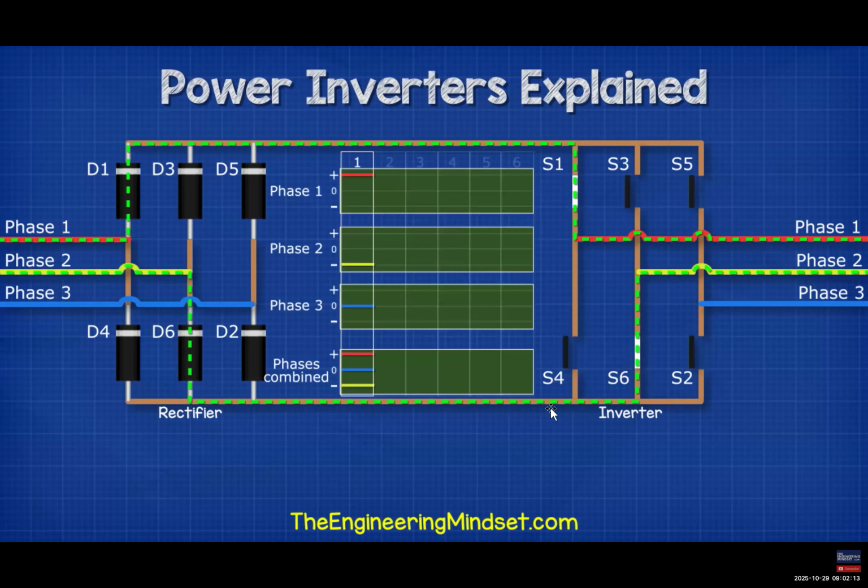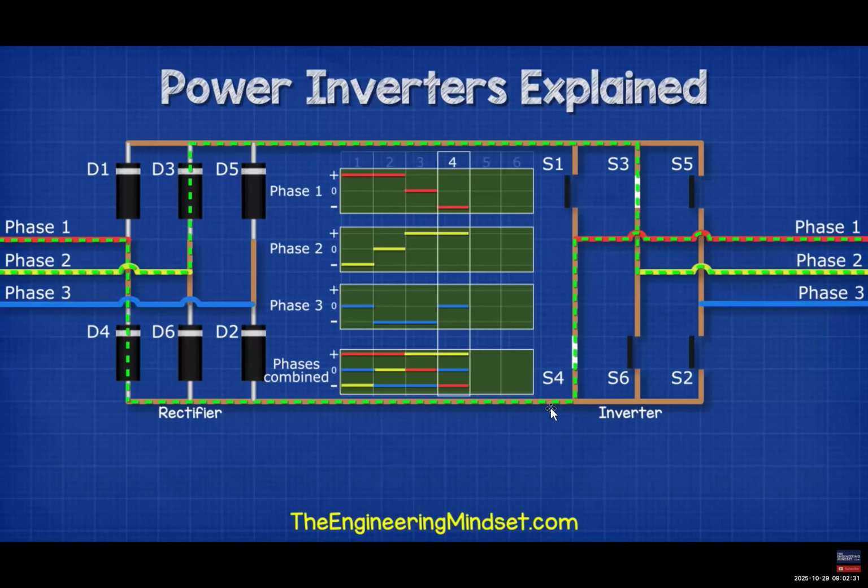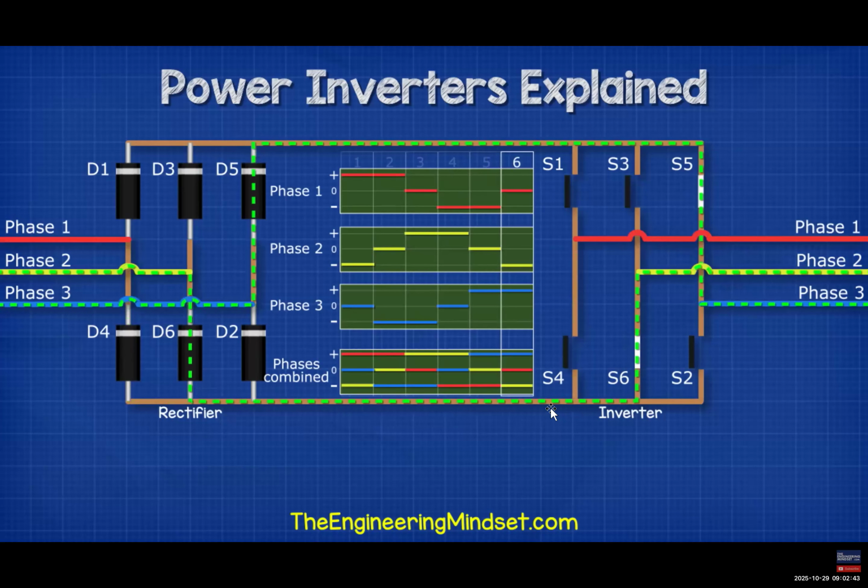First, we close switches 1 and 6. This will give us phase 1 to phase 2. Then we close switches 1 and 2. This will give us phase 1 to phase 3. Then we close switches 3 and 2. This will give us phase 2 and phase 3. Then we close switches 3 and 4. This will give us phase 2 and phase 1. Then we close switches 5 and 4. This will give us phase 3 and phase 1. Then we close switches 5 and 6, and this will give us phase 3 and phase 2. This cycle repeats again and again like so.